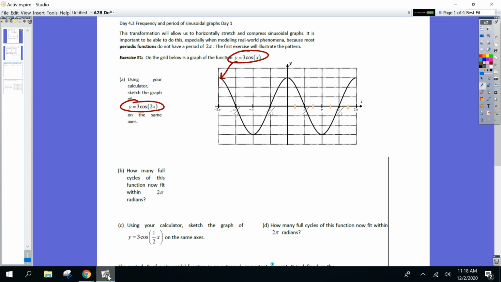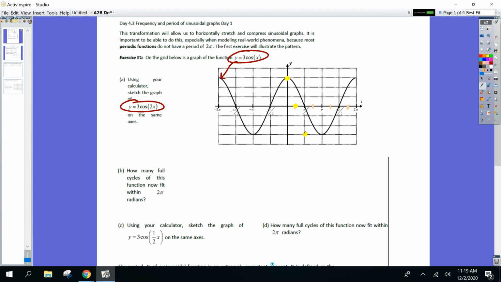Okay, so let's graph this. First thing, we know cosine starts at the max, right? So it's still going to start at 3. So there's my first point. Now it's going to hit the midline at that first tick mark that you made, that first hash mark. At pi over 2, it's going to reach its minimum, -3.